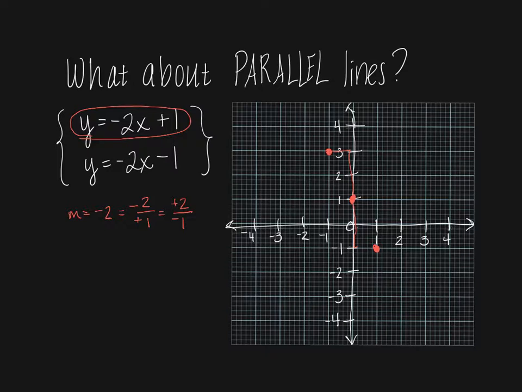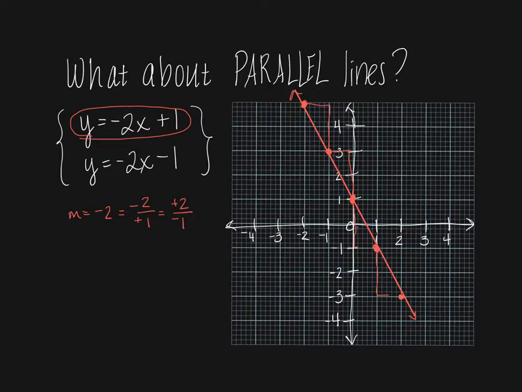All right, so I'm going to do that again. I'm going to go down 2 and over 1, and I'm going to come up 2 and over 1. And now I need to draw my line. So I have something that generally looks like this.